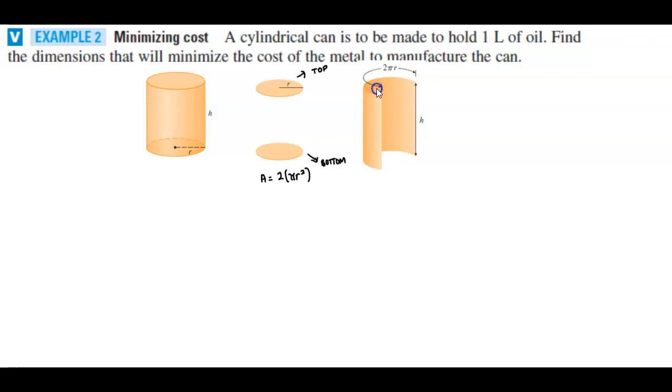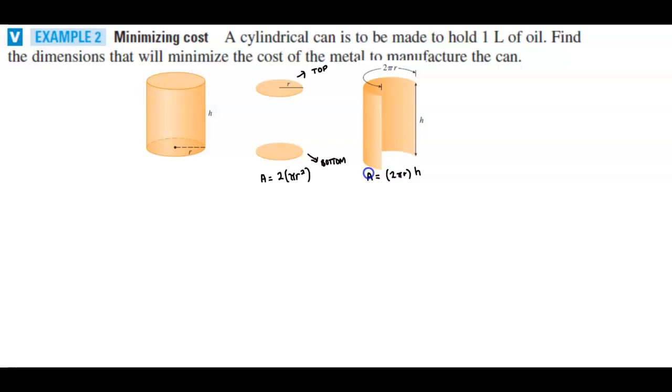Now keep in mind here that in order to find the area of this, we know that the circumference of that circle is 2 pi r. And we have a height of h. So if we flatten this out, we would have a rectangle. So that rectangle is going to be the length times the width, or in this case, the height times the circumference, which is 2 pi r. So therefore, this area is going to equal the circumference, 2 pi r, times the height h.